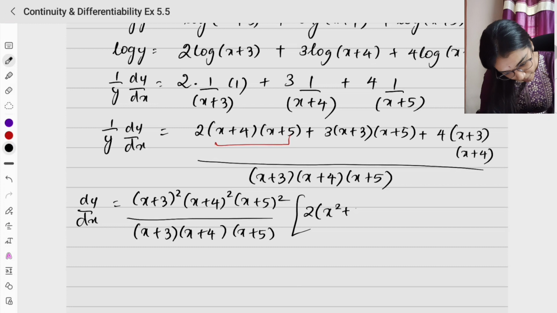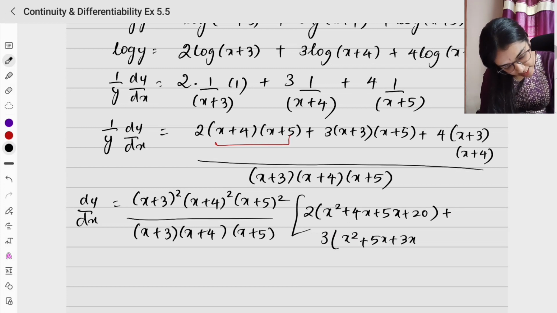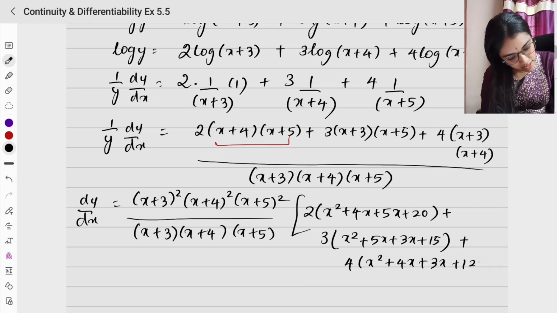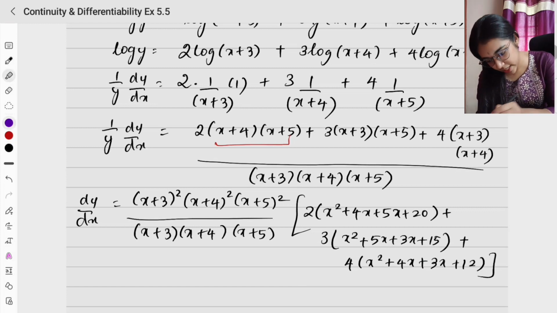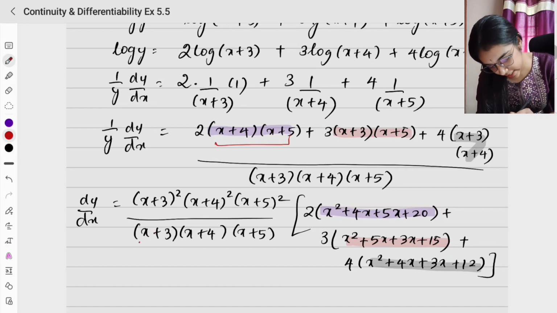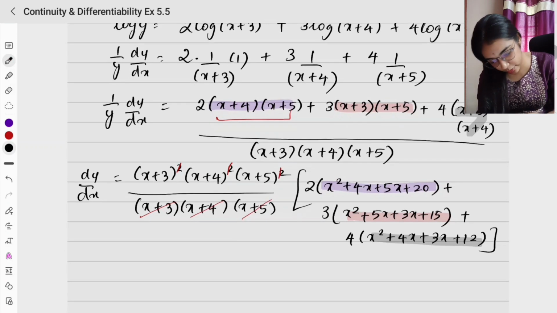x square plus 4x plus 5x plus 20. Plus 3 times, here what is there? x square plus 5x plus 3x plus 15, plus 4 into x square plus 4x plus 3x plus 12. So I multiply one term at a time. You see that? So this is my first term, this is my second term, and this is my third term. Now what gets cancelled here? I see that (x+3) and one of the terms get cancelled, (x+4) and (x+5) also. So what am I left with?